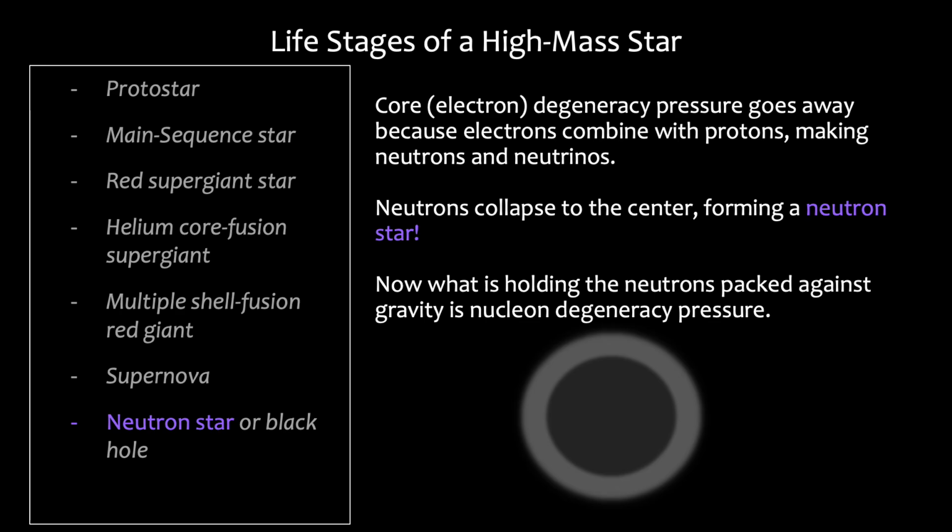If a high mass star can fuse iron, then what will happen? Well, this is what's going to happen. Then the gravity is going to crush this iron into at least a neutron core, forming a neutron star.